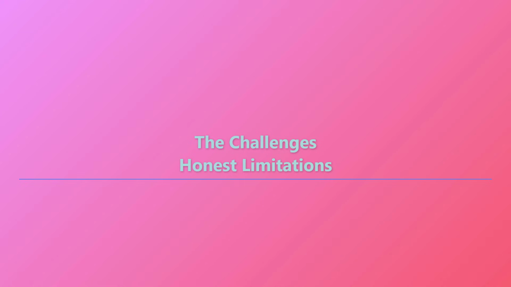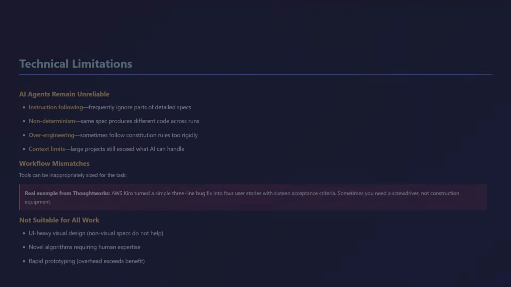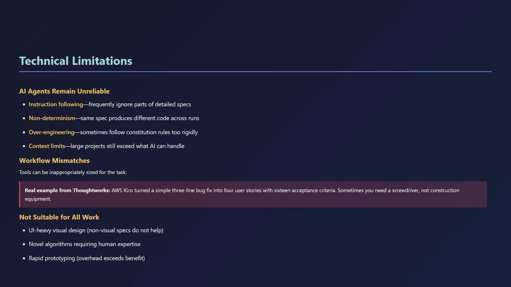Now, let us talk honestly about the limitations, because SDD is not a silver bullet, and pretending otherwise does not serve anyone. First, let us talk about technical limitations. AI agents remain unreliable. Even with detailed specifications, agents frequently ignore parts of what you specified. They follow some instructions but not others. This is unpredictable.